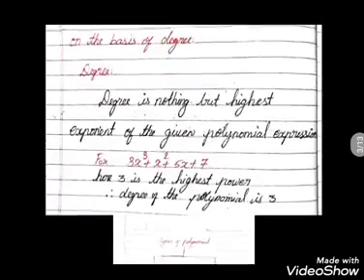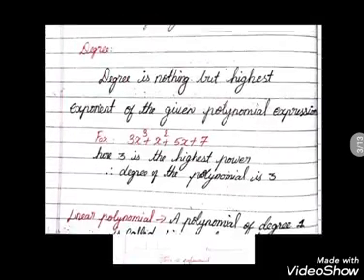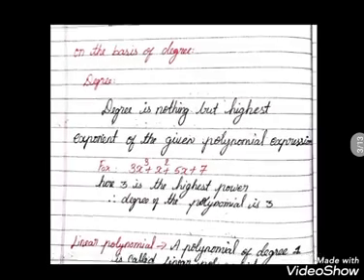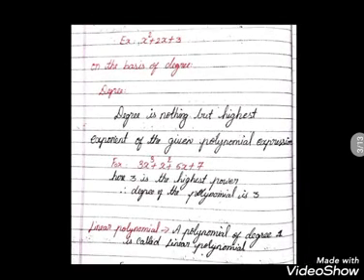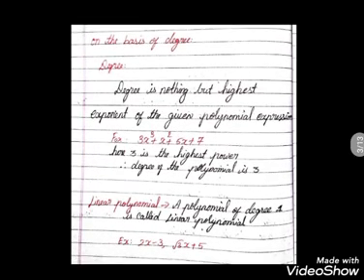Next, what is the first type? The first type is the linear polynomial. A polynomial of degree 1 is called a linear polynomial. For example, 2x minus 3. In this expression, the variable is x, and the power of x is 1.